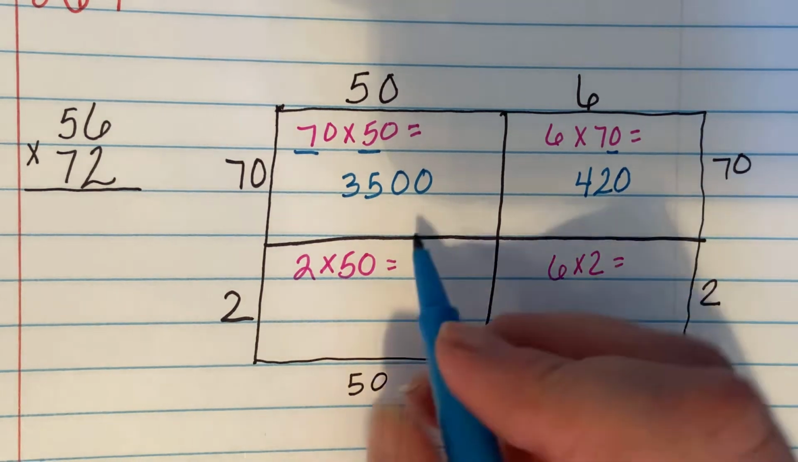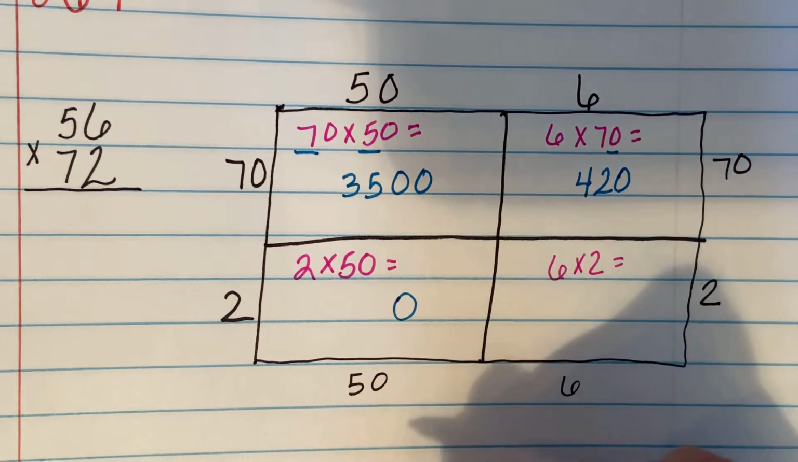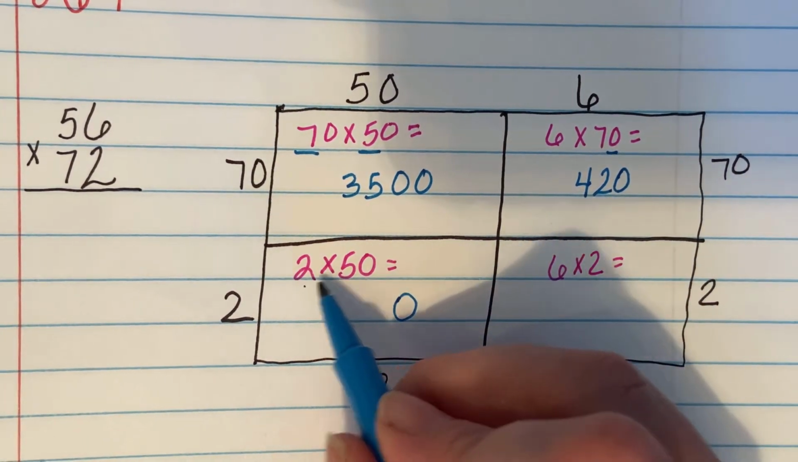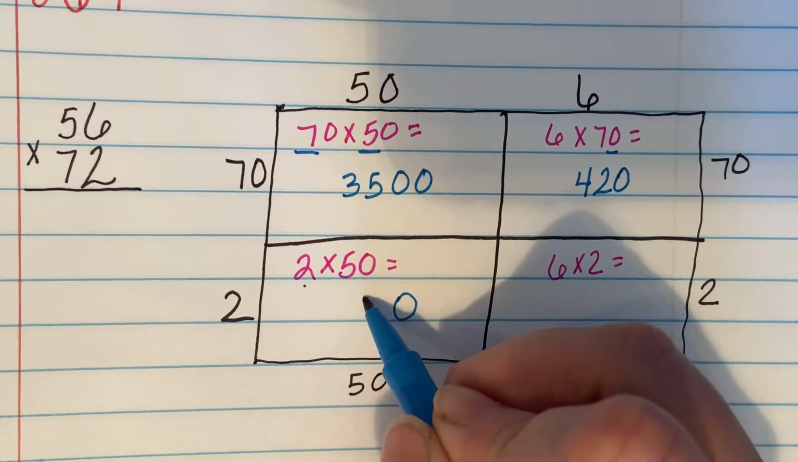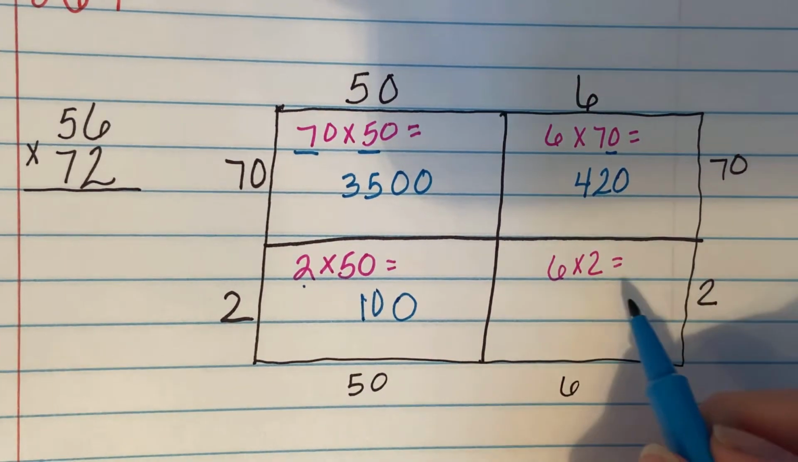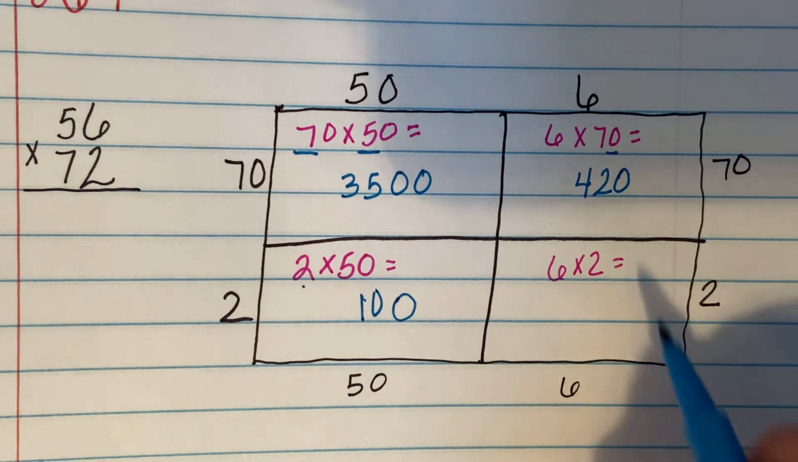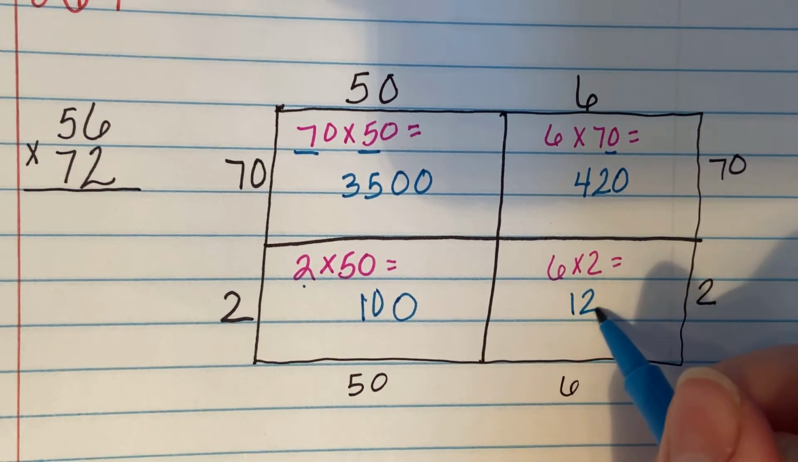Then I have to pull out a 10. And I have 2 times 5, which is 10. And then I have 6 times 2, which is 12.